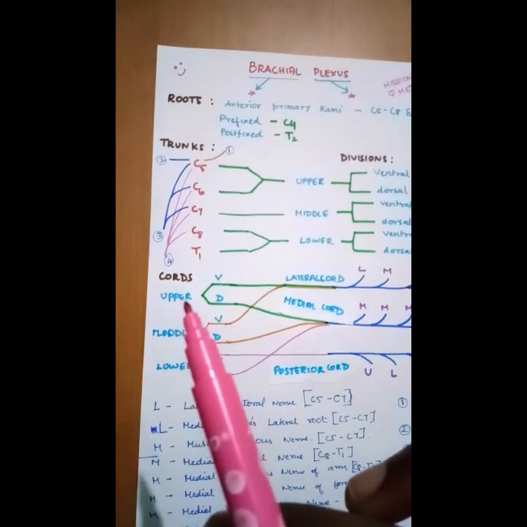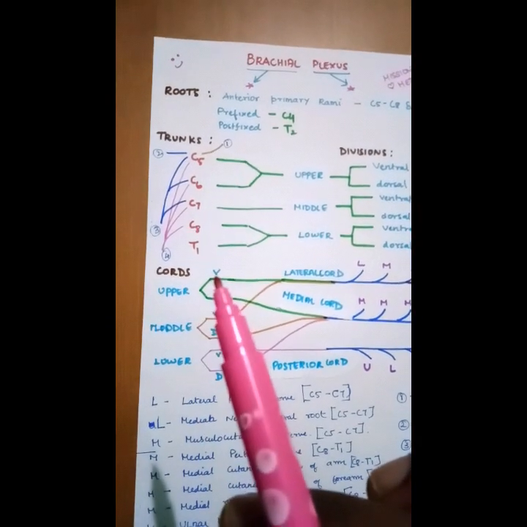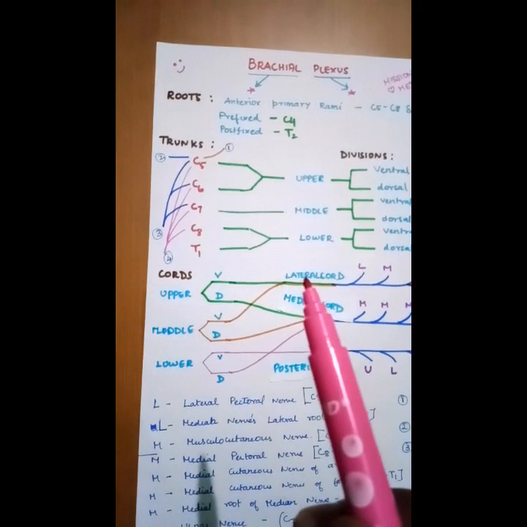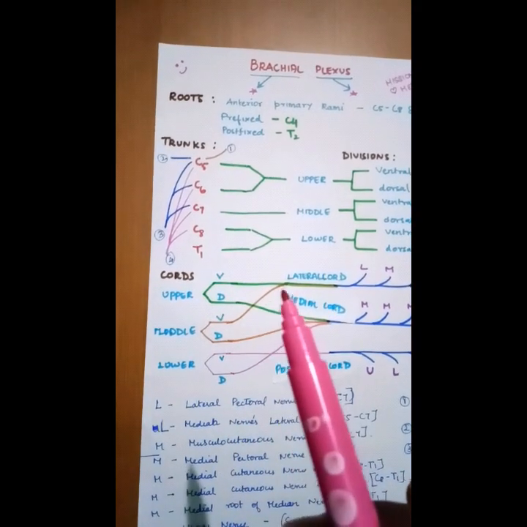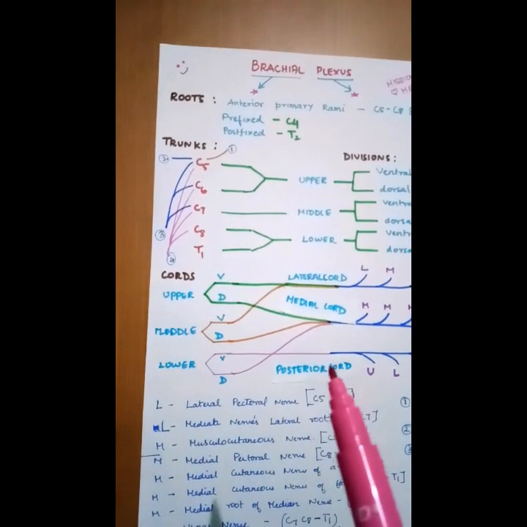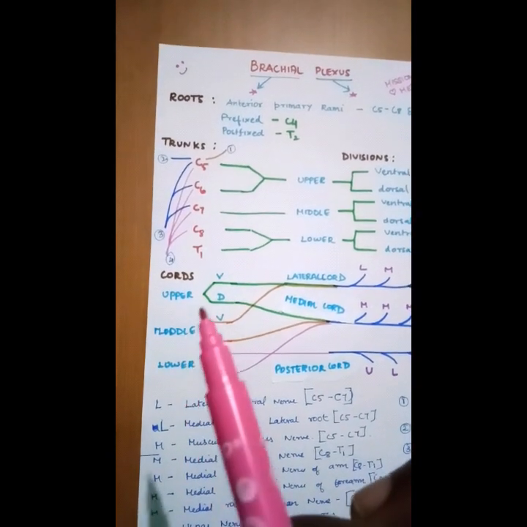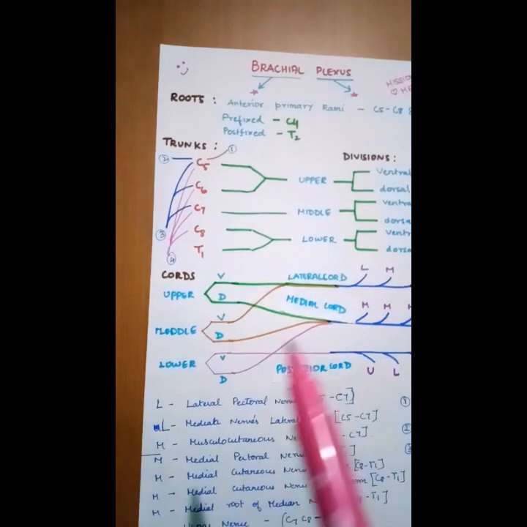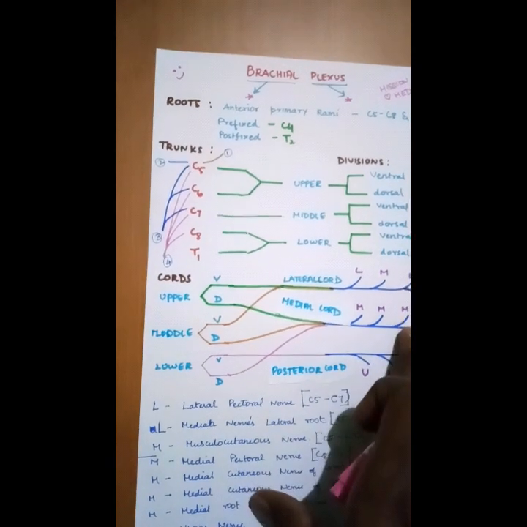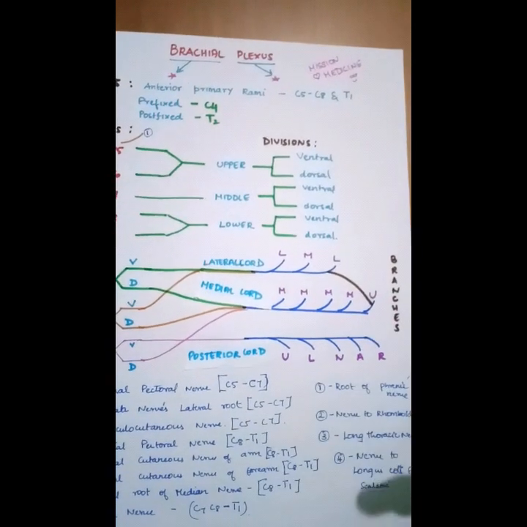The upper trunk's ventral division forms the lateral cord along with the middle trunk's ventral division. The lower trunk's ventral division alone forms the posterior cord. All the three dorsal divisions form the medial cord. Now moving on to the branches.